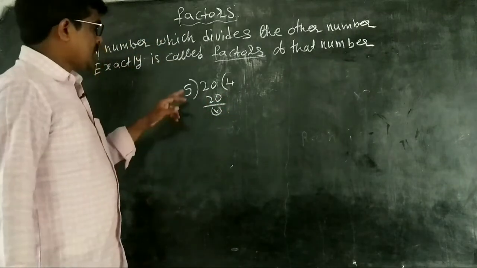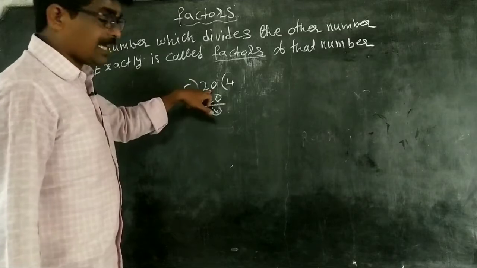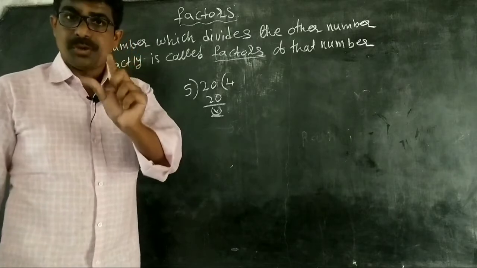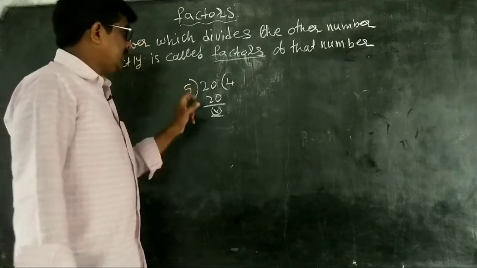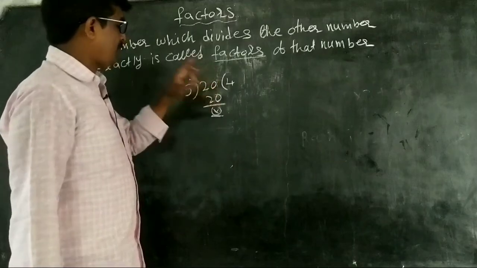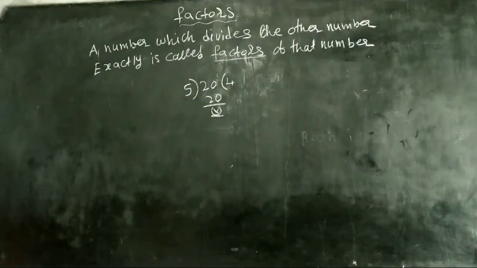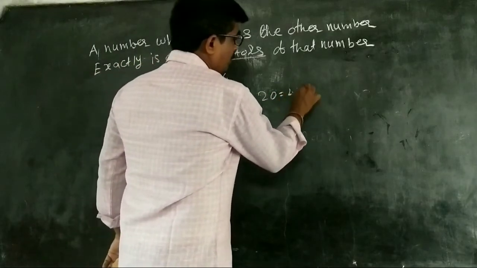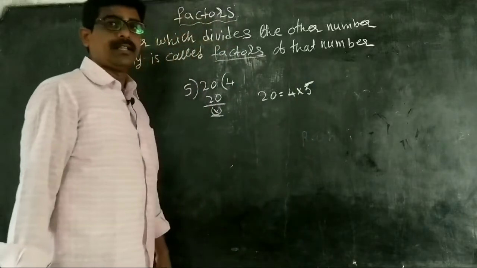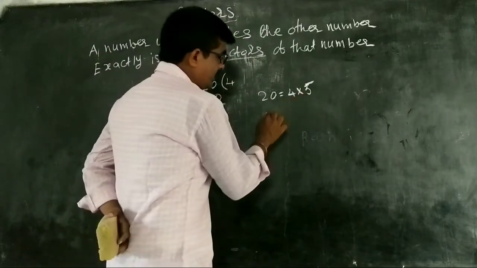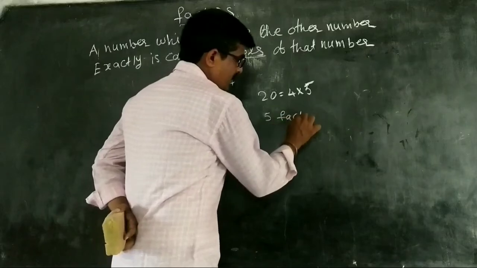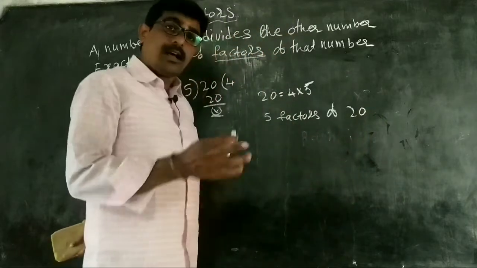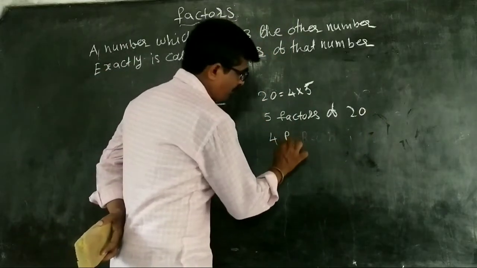So, listen clearly. A number which divides another number exactly. Exactly means the remainder is 0. Then that number is called a factor of that number. 20 is equal to 4 into 5. That means 5 is a factor of 20, and 4 is also a factor of 20.